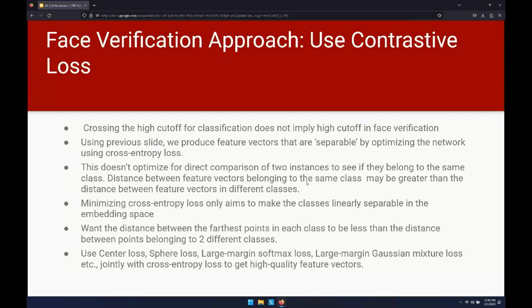So we suggest some loss functions for you to use, like center loss, sphere loss, etc. And you can train these jointly with cross-entropy loss to get high-quality feature vectors. And we do recommend that you go through the papers that we have linked in the write-up and learn how to code these on your own.